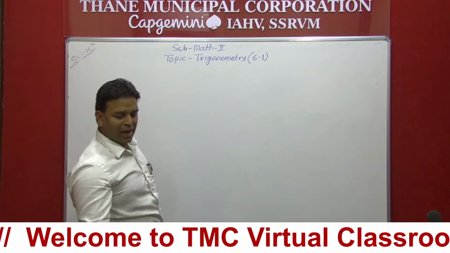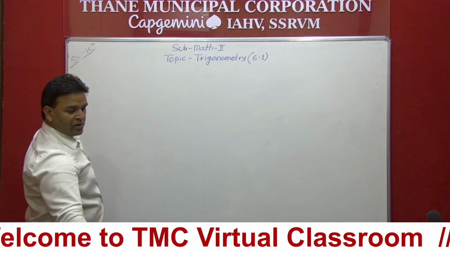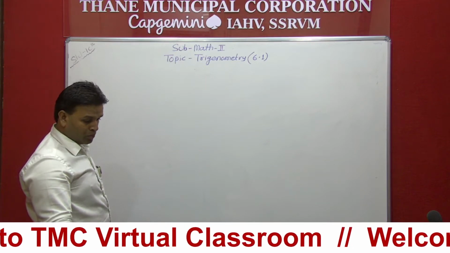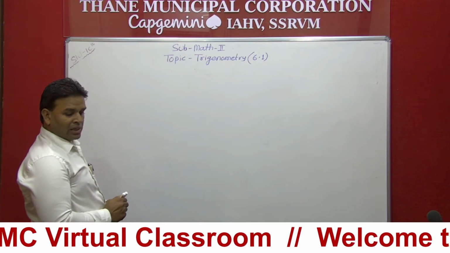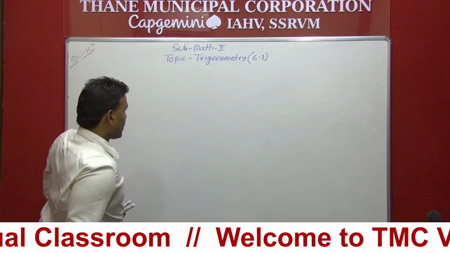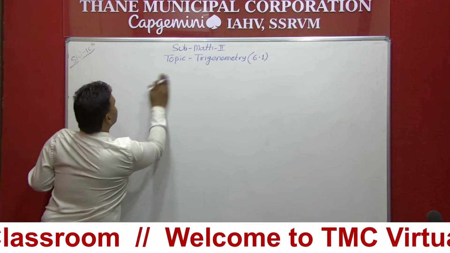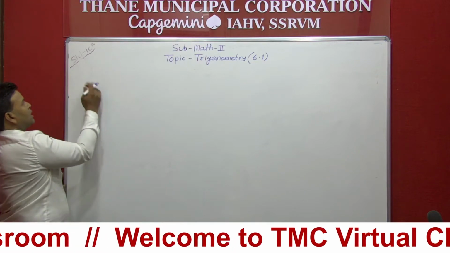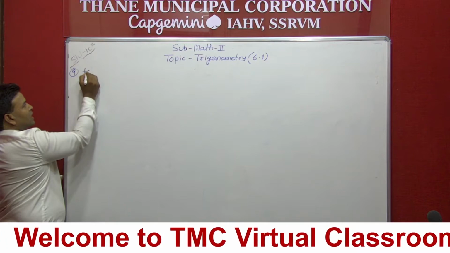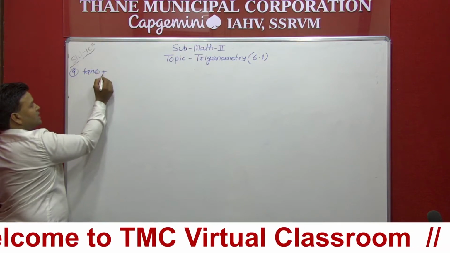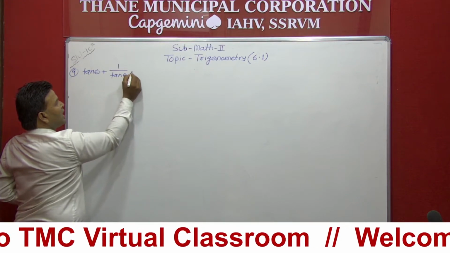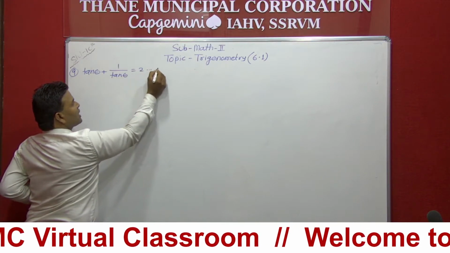Question number 9 is: if tan theta plus 1 upon tan theta is equal to 2, then show that tan square theta plus 1 upon tan square theta is equal to 2. Okay, let me write down the given part first and what is to be shown. Here in question number 9, we are given tan theta plus 1 upon tan theta is equal to 2. This is our given part.